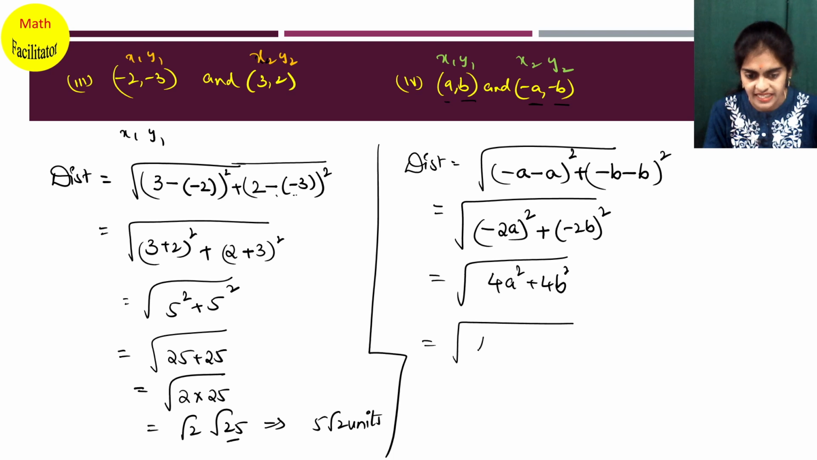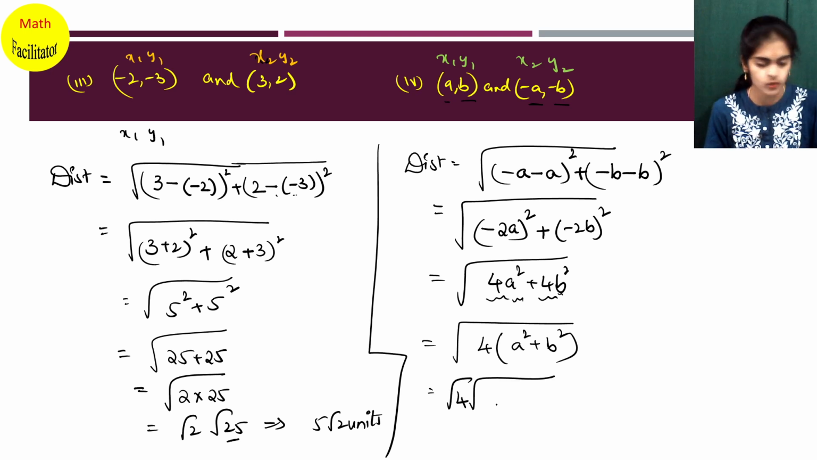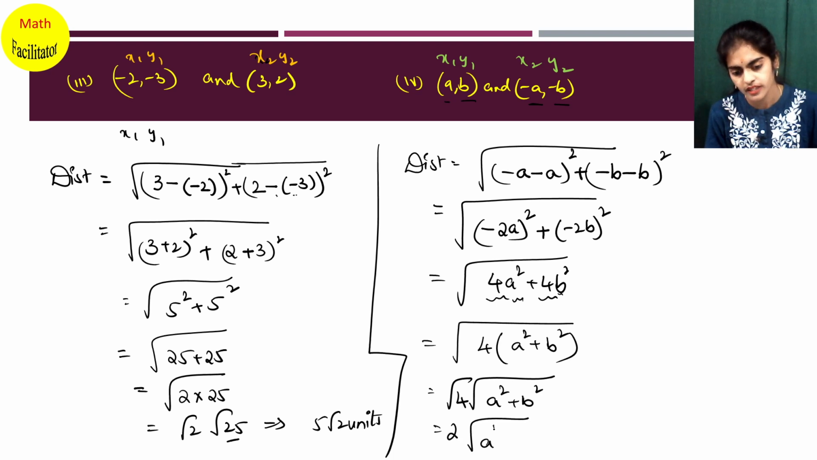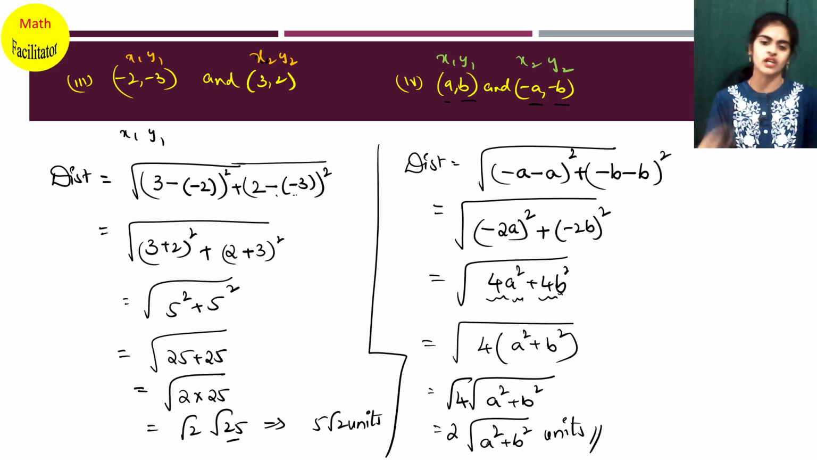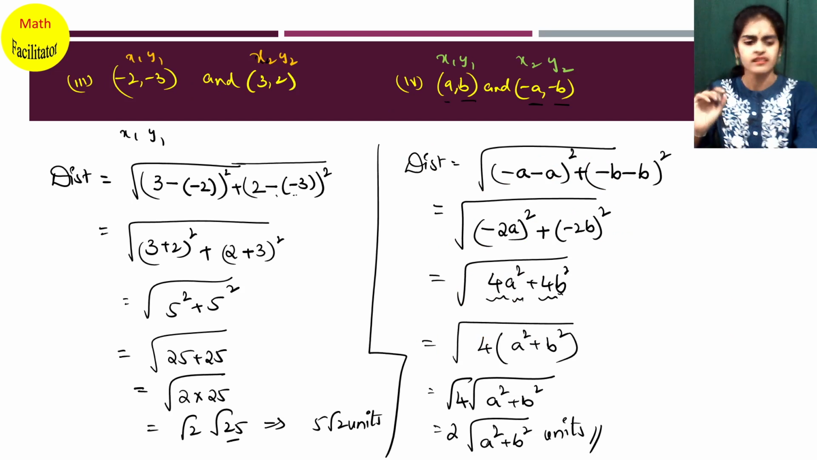Now again you can very clearly see from these two that 4 is common. So taking 4 common, what is remaining? A square is remaining here and here b square is remaining. Okay, so this I can write as root 4 into root over a square plus b square. Root 4 is 2. So 2 root a square plus b square units. This is the distance between the given 2 points a, b and minus a, minus b. So the only thing you have to remember here is you need to be very careful while substituting in the formula. Plus and minus sign and a little calculation. That's it. It's a very scoring chapter, right?